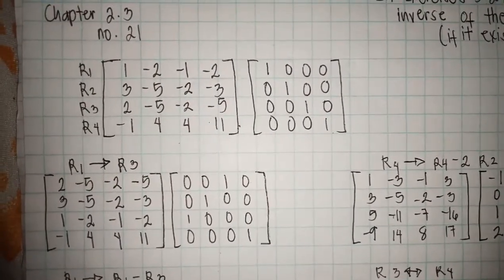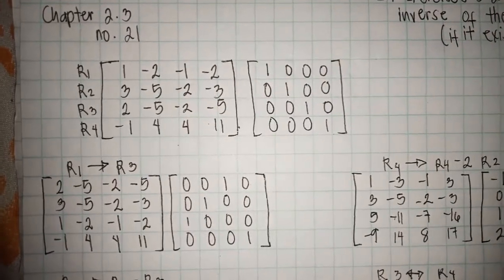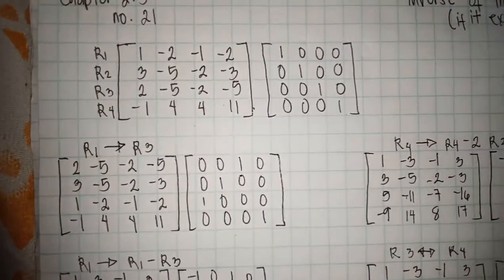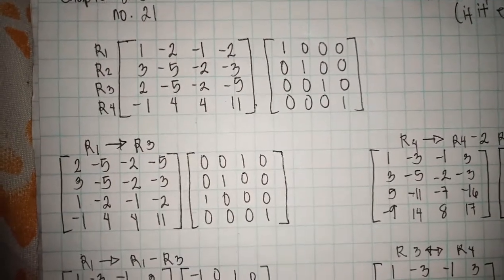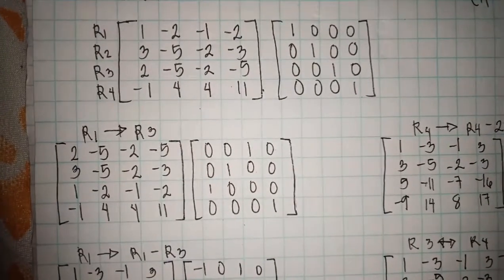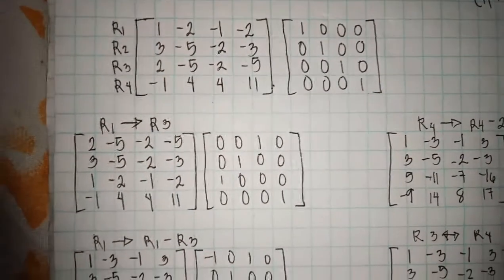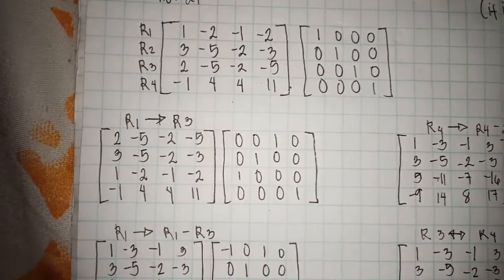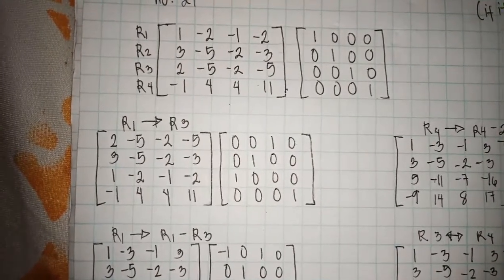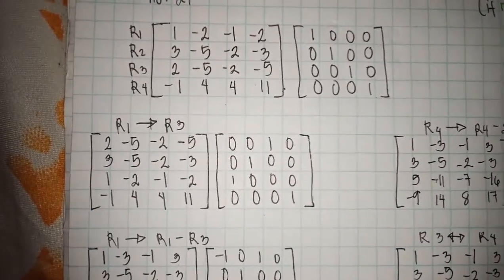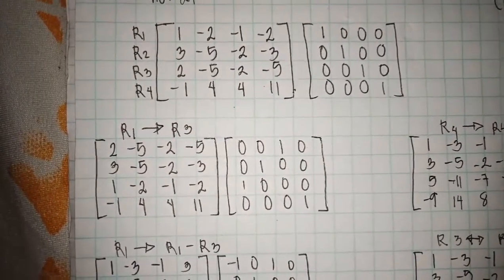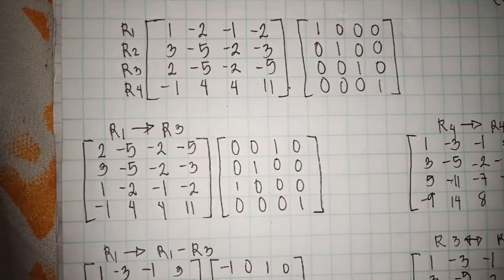So we have the R1, R2, R3, and R4. To get the R1, we need to exchange it to the R3. So in row 1, we have 2, negative 5, negative 2, and negative 5. In row 2, we have 3, negative 5, negative 2, and negative 3.